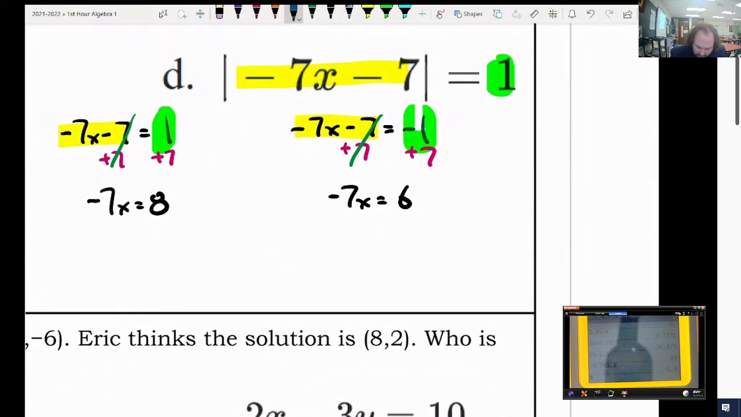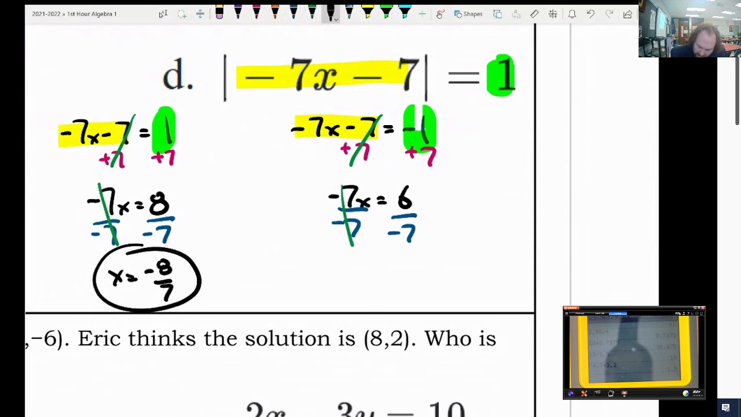And then again, we're going to divide by negative 7 on every side. This cancels out, and you're going to get x equals negative 8 over 7 for the first number, and x equals negative 6 over 7 for the second number. The negative sign can be in front of the top number or the bottom number or right out in front. It doesn't really matter where you put it, but you do have to have a negative involved for the answer there.